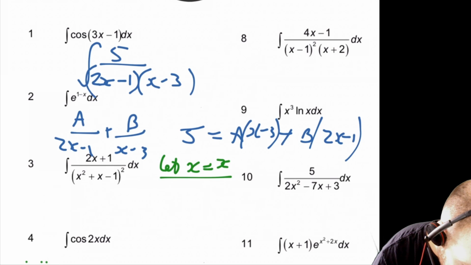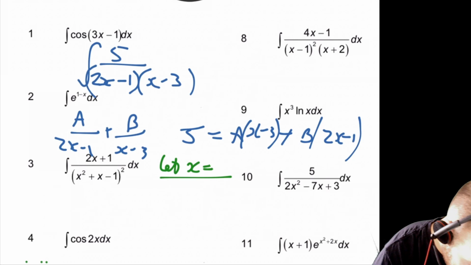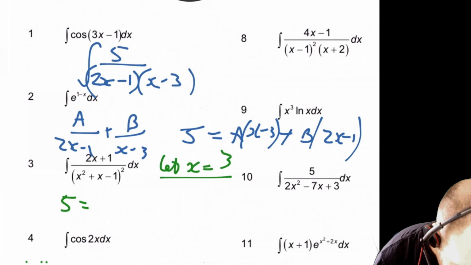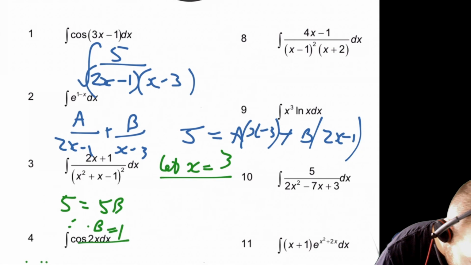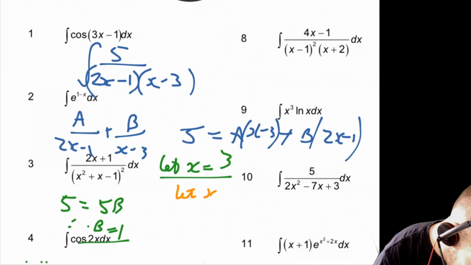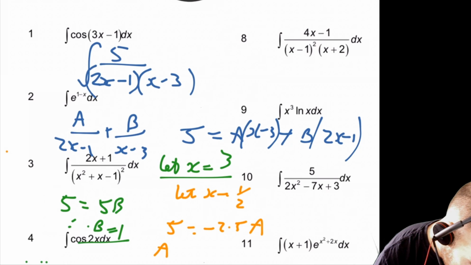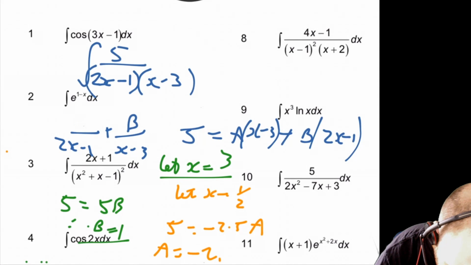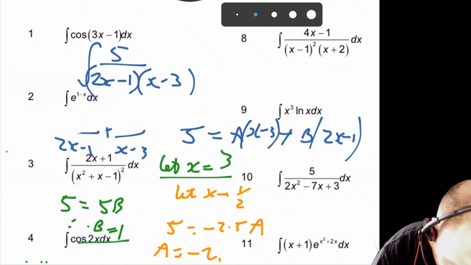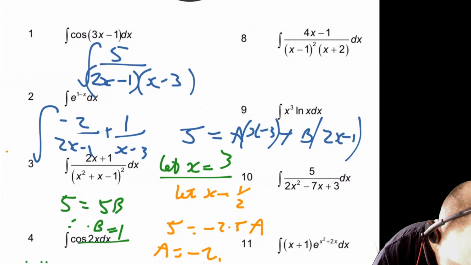Let x equal 3 to start with. And we get 5 equals 2 times 3 is 6, take 1 is 5b. Therefore, b is 1. Let x equal half. We get 5 is minus 2.5a. So a is minus 2. So 1 for b, minus 2 for a. That's what we're trying to integrate.